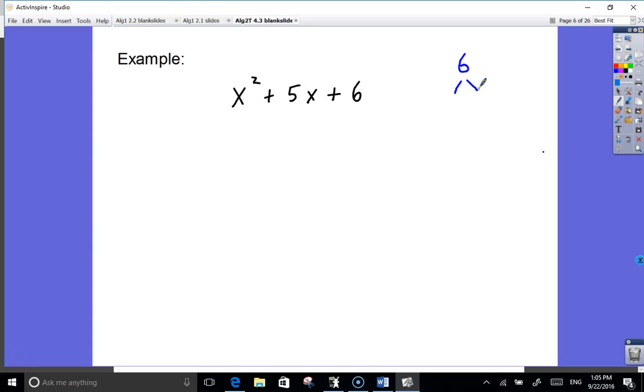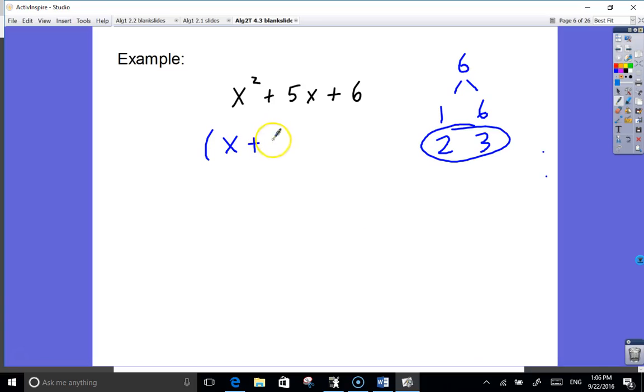And understand that since the last number is positive, they're either both positive or both negative. Since the middle number is positive, they're both positive, right? So I can say it's either 1 times 6 or 2 times 3. So which of those two add up to positive 5? 2 and 3. Okay, so this is what the factoring looks like.